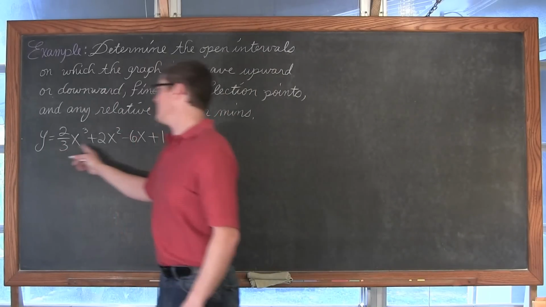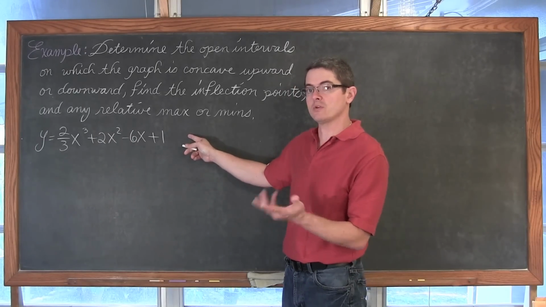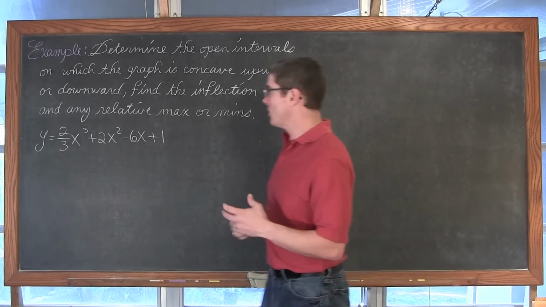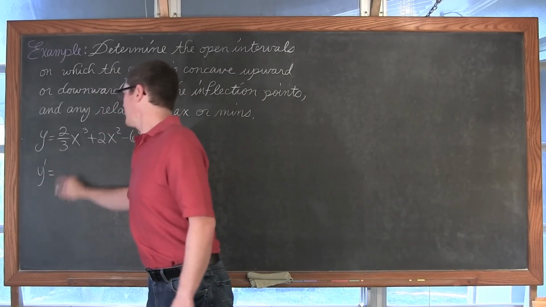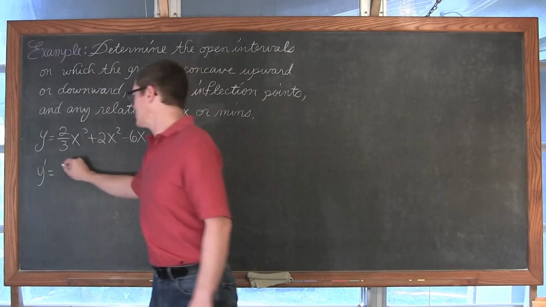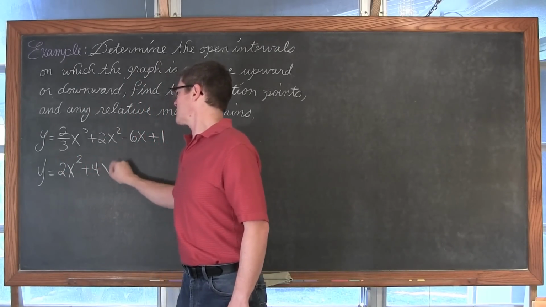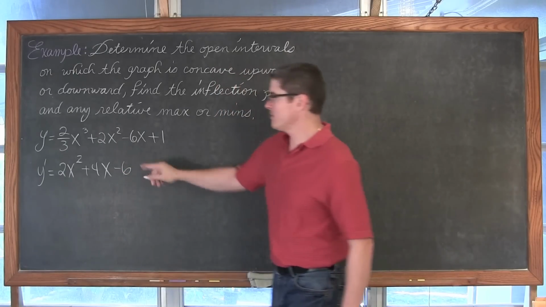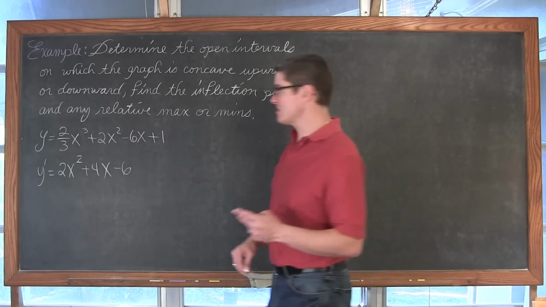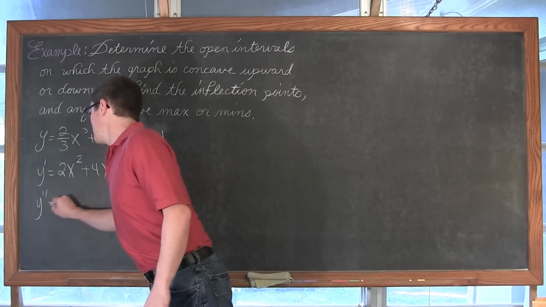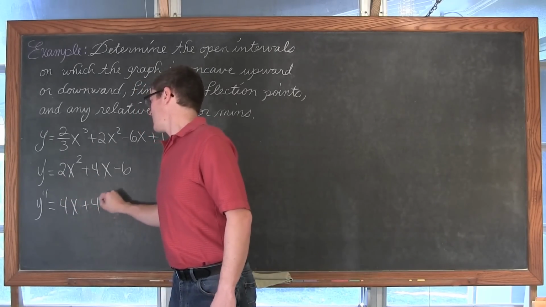So if this is our polynomial y, and by the way, polynomials have a domain of all real numbers, so we don't have any issues with the original function being undefined or having discontinuities. So our domain is all real numbers, and y prime, the first derivative, is 2/3 times 3, which is 2x squared, 2 times 2 is 4x, and then minus 6. We're going to be using that again to find those relative maxes and mins in a second. But I'm going to find the second derivative, and that means just repeat the process. We have 2 times 2 is 4x plus 4.